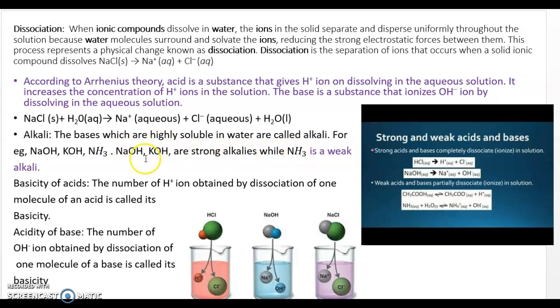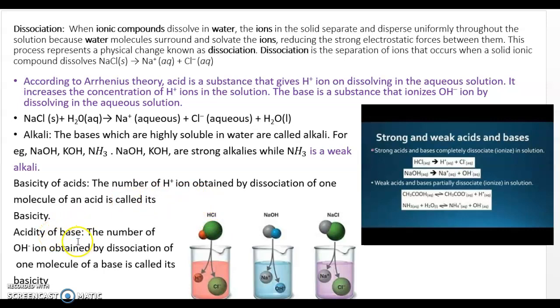While ammonia is a weak alkali because it is a weak base. Next is the basicity of an acid. What is the meaning of basicity? The number of H+ ions obtained by the dissociation of one molecule of acid is called basicity. This is the meaning of basicity: how many H+ ions it gives by dissociation.